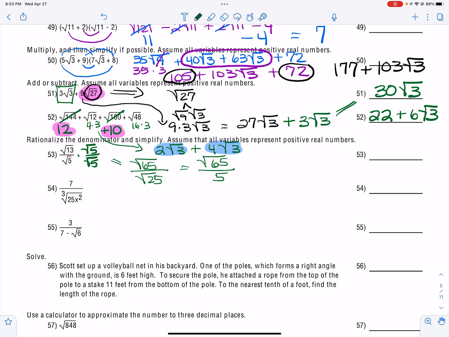Now, cubes are a little bit different because we want to make things in groups of 3. So if I look at 25, that is 5 times 5. And if I look at x squared, that's x times x. And so I have 2 5s and I have 2 x's. But because this is a 3, I need to have 3 5s and 3 x's. So the only thing that I am missing is the cube root of 1 5 and 1 x.